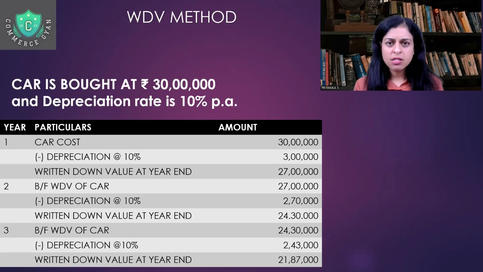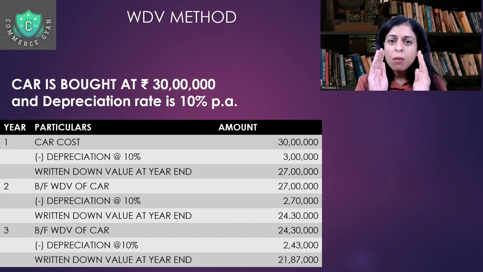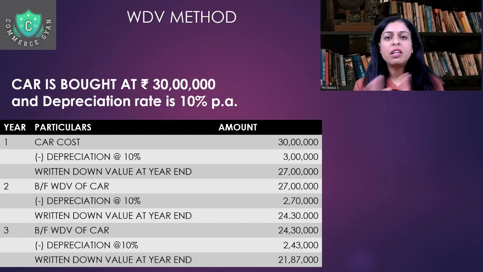That is 27 lakhs. Now, next year, the second year, when I'm bringing forward the value of the asset, it is not 30 lakhs now. It is how much? 27 lakhs. So, in the second year, you will reduce the car value by again 10%. Okay, so the rate of depreciation is fixed. The amount of depreciation will be different in the written down value method. So in the second year again I'm charging 10%, but not on 30 lakhs now. On what value? On 27 lakhs.